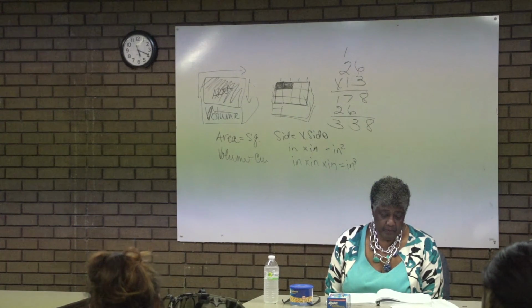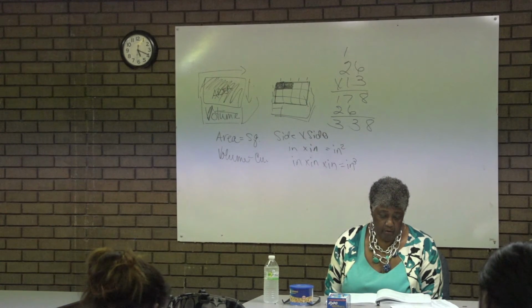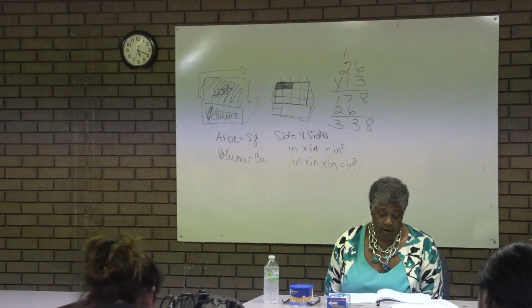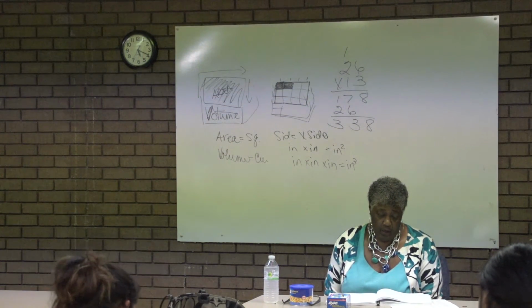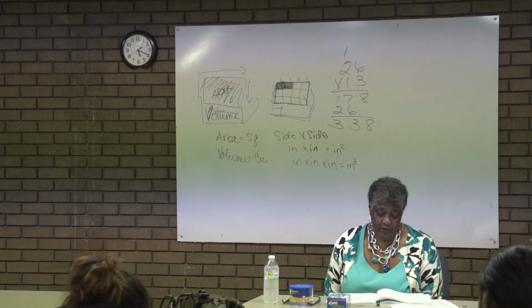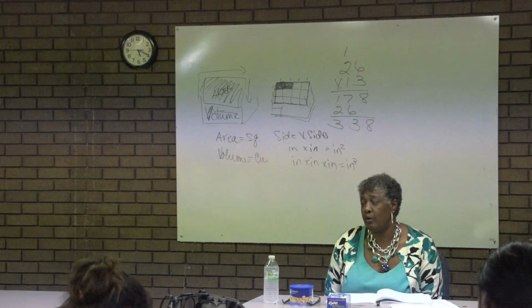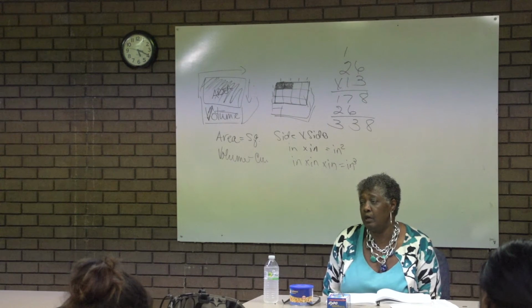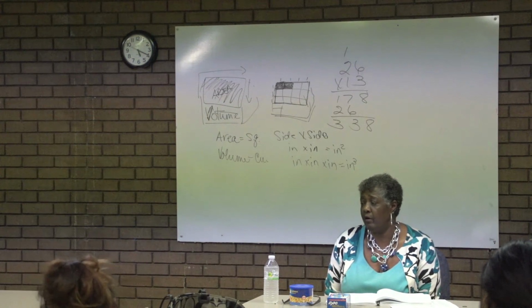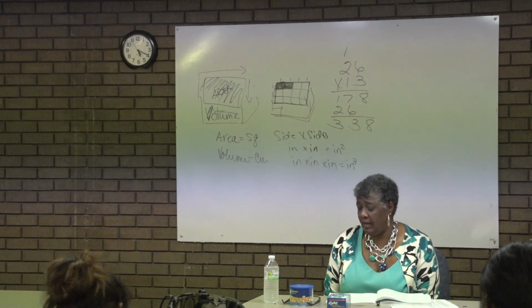Number 9 says the illustration at the right shows a mirror. The top of the mirror is a half circle. The bottom is a rectangle. Rounded up to the nearest inch, how many inches of framing are required to go around the mirror? If we're going around the mirror, what are we looking for? Perimeter, area, or volume? Perimeter. If you're going around the outside edge.